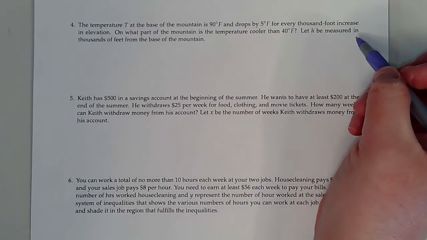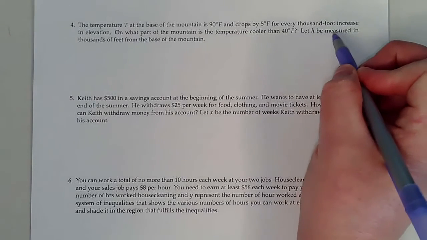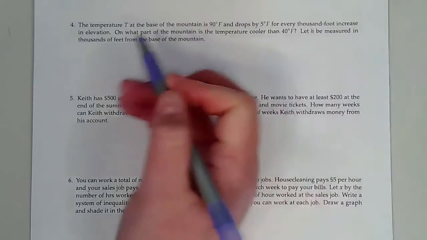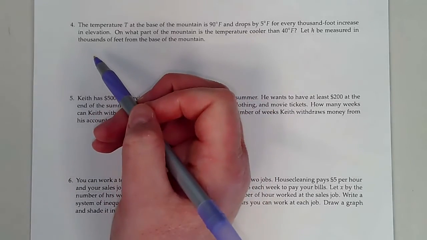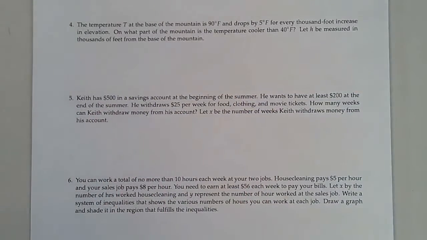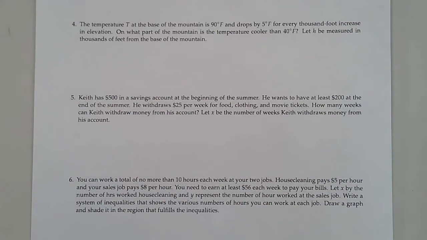Let H be measured in thousands of feet from the base of the mountain. So what this means is if H is 1, we're 1,000 feet from the base of the mountain. If H is 2, we're 2,000 feet from the base of the mountain. I'm going to start by setting up a linear function with an equal sign in it, and then we'll modify that to have the inequality in it.